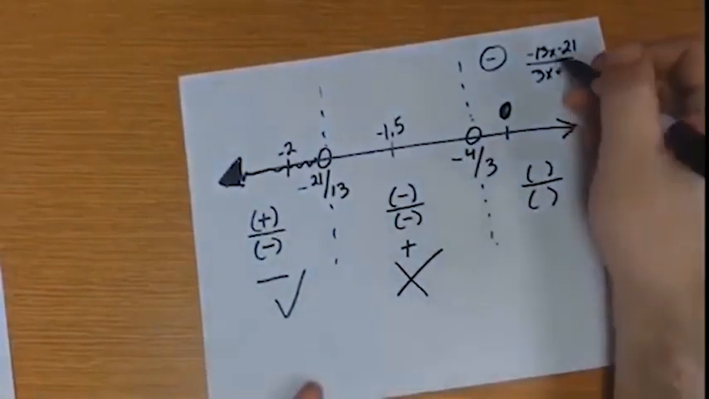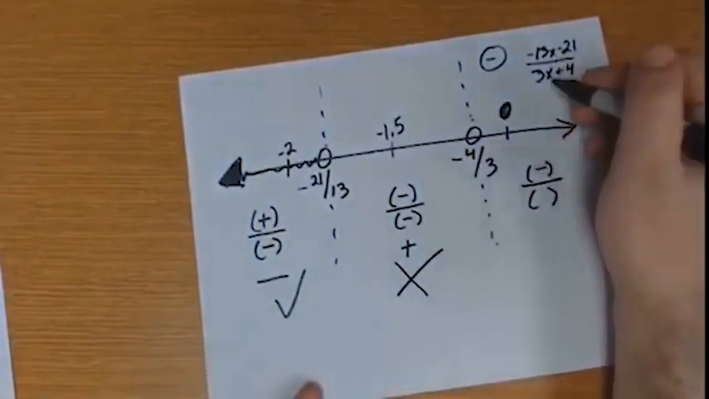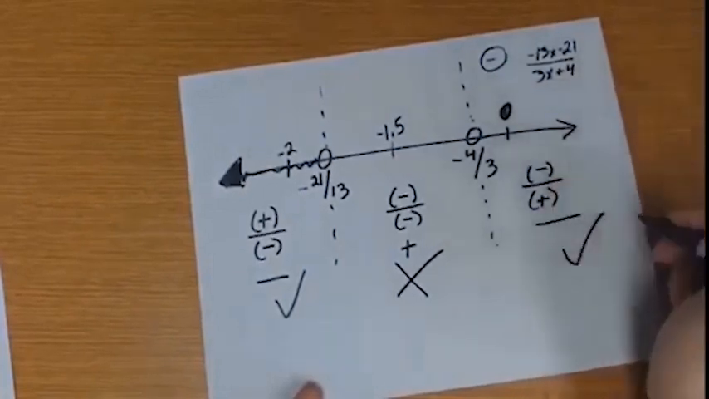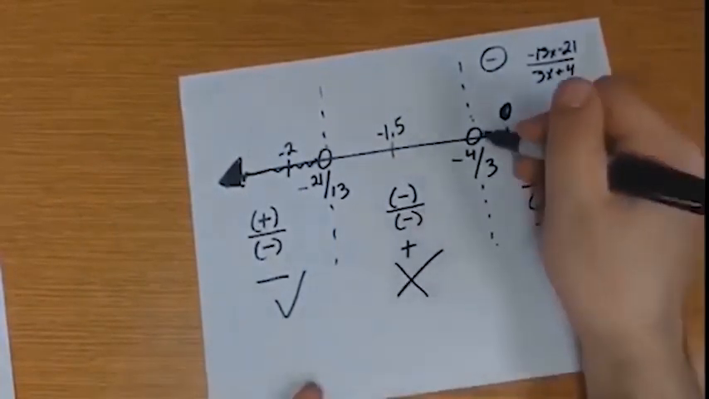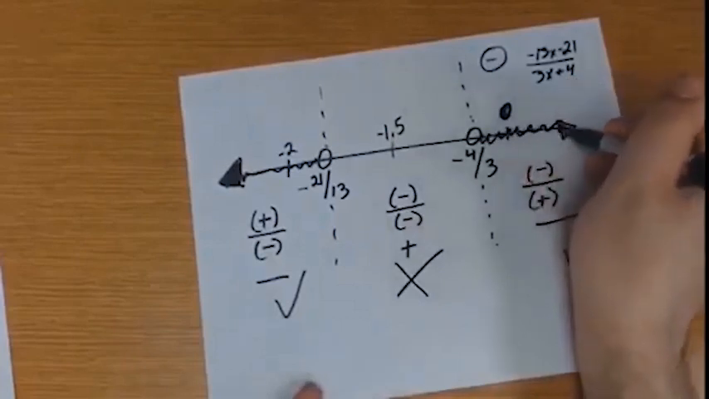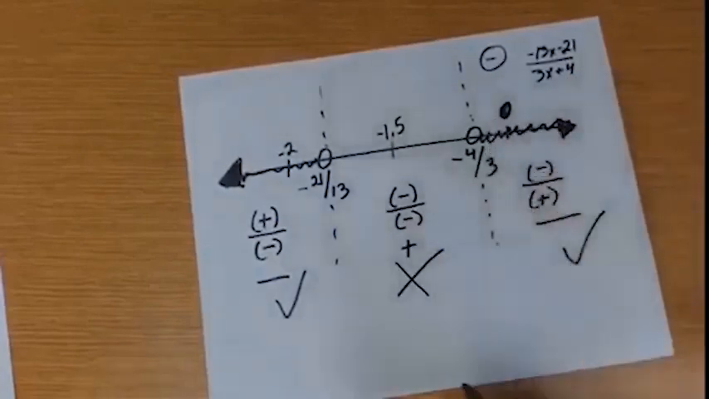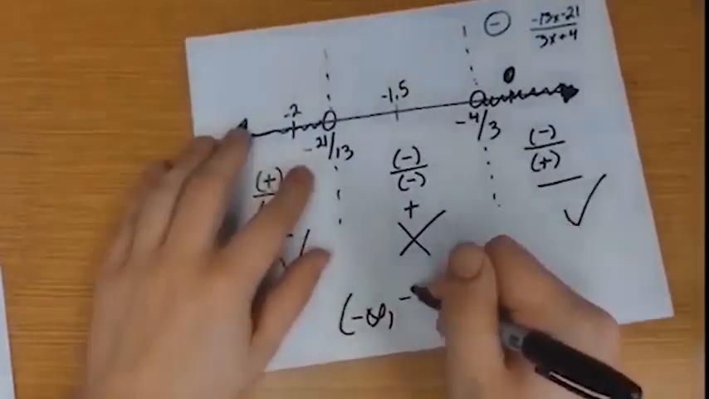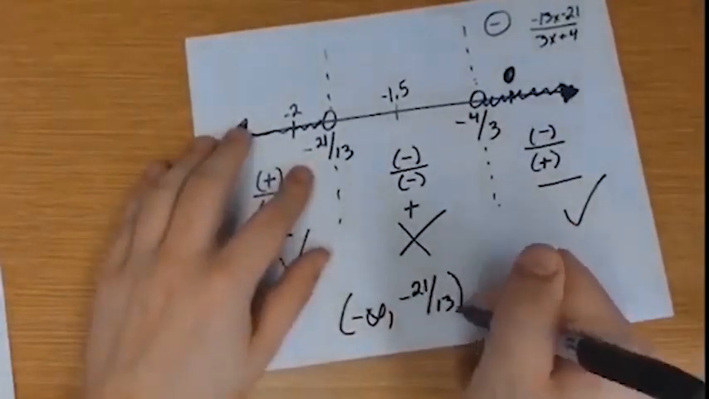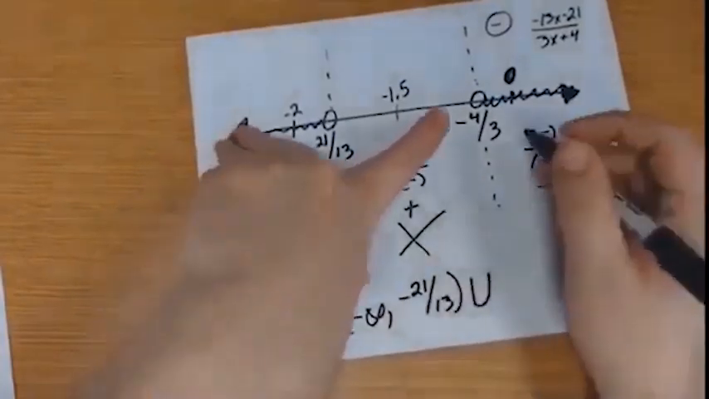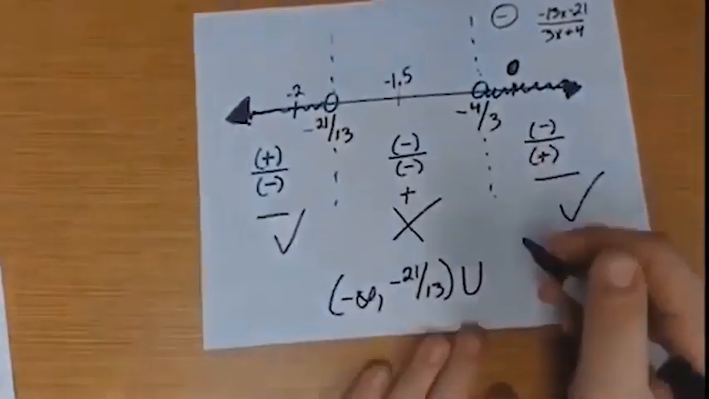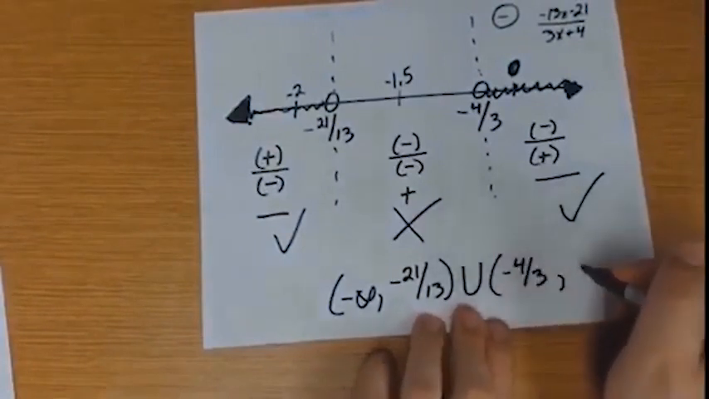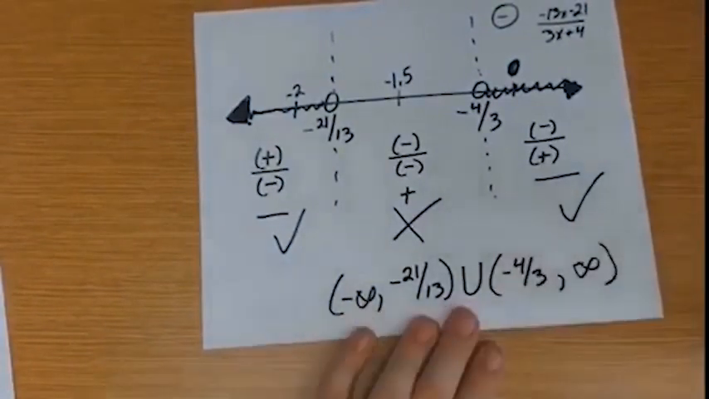If we put in 0, 0 minus 21 is negative. 0 plus 4 is positive. Overall negative, it makes it in. So our answer in interval notation, negative infinity to negative 21/13, union, because we're joining it with another interval, negative 4/3 to infinity.